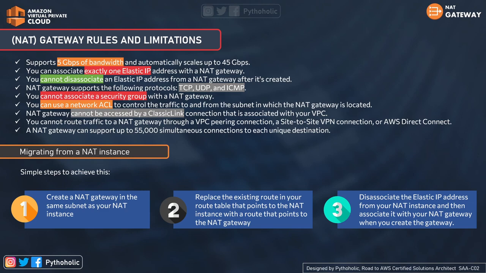And let's suppose you're migrating from the NAT instances to the NAT gateway. You can easily do that with these simple steps. Step 1 is to create a NAT gateway in the same subnet as your NAT instance. Step 2 is also very easy, because you have to replace the existing route in your route table that points to the NAT instance with the NAT gateway that you have recently created. And step 3 is to disassociate the elastic IP address from your NAT instance and then associate it with your NAT gateway when you create the gateway.